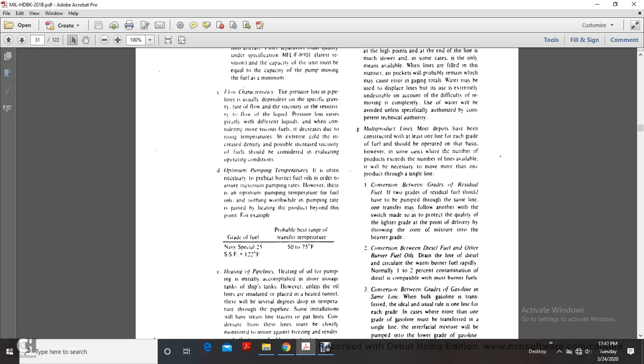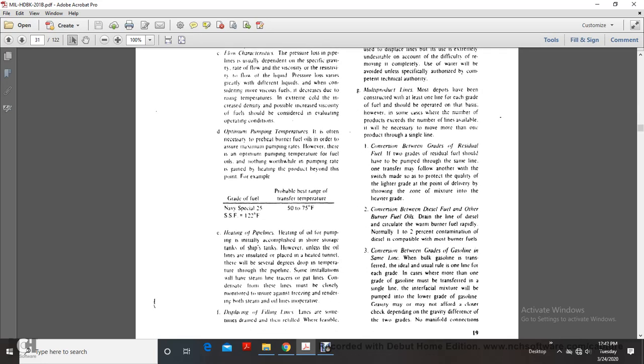Product lines. Multi-product lines. Most depots have been constructed with at least one line for each grade of fuel, which should be operated on that basis. However, in some cases, if the number of products exceeds the number of lines available, it will be necessary to move more than one product through a single line. Conversion between grades of the residual fuel.